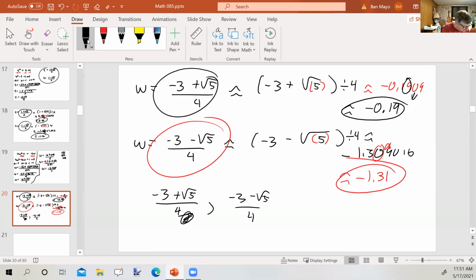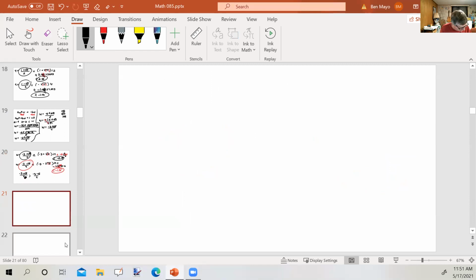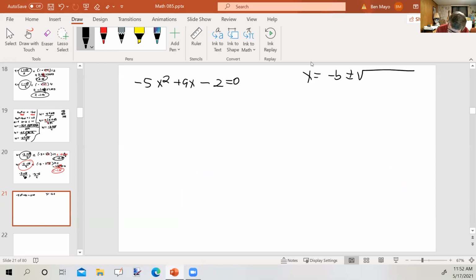Okay, now let's take a look at some quadratic equations that can be simplified before we plug them into the quadratic formula, just to make it easier to deal with. For instance, let's say we've got this. Now, recall the quadratic formula in general is x equals -b plus or minus the square root of b squared minus 4ac all over 2a. If a is negative, that makes it kind of tricky simplifying the quadratic equations using the quadratic formula.